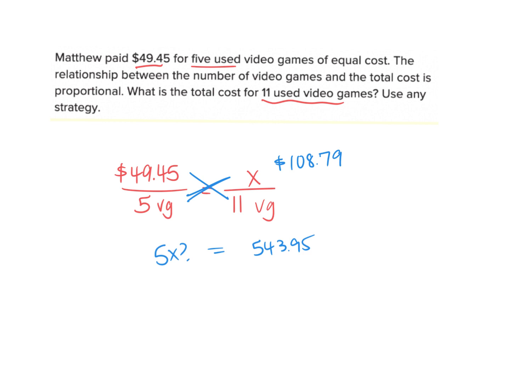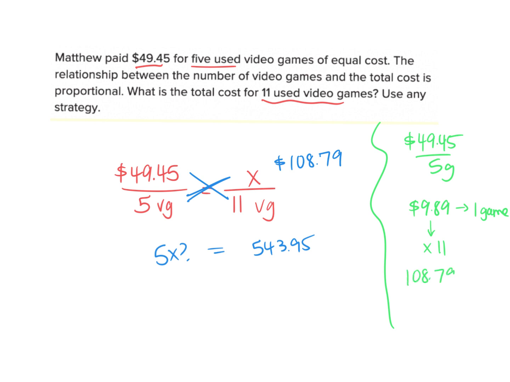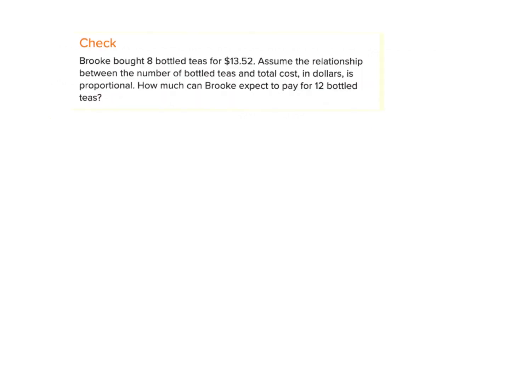I might think, this is probably what most of you would do before I showed you this. I might say, okay, it's $49.45 for 5 games. I'm just going to figure out how much it costs for 1 game. So if I divide that out, I get it's $9.89 per game. So that's just for 1 game. If I want 11, I could just times that by 11. So if I times that by 11, I should get the same amount, which is $108.79. So there's a second way to do it.